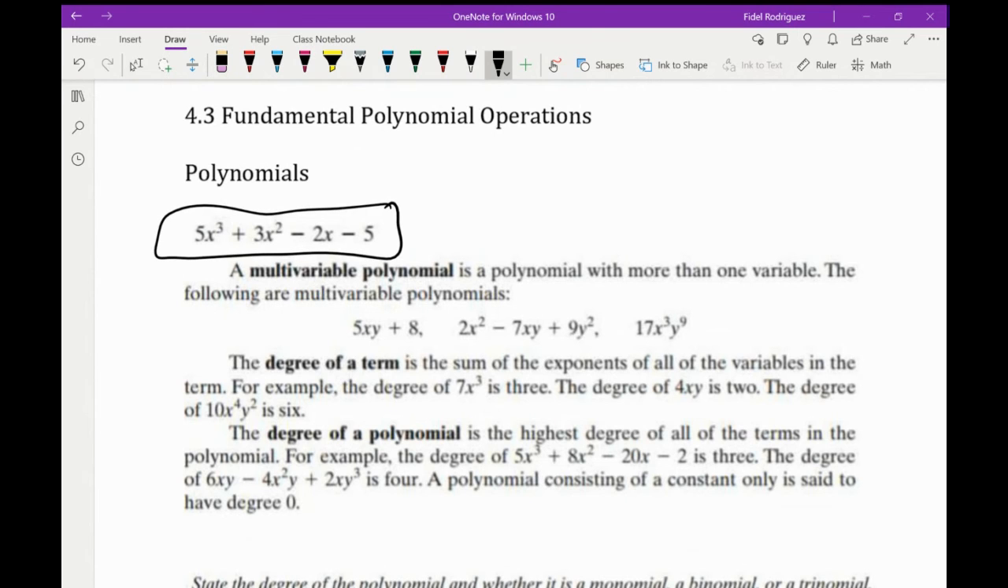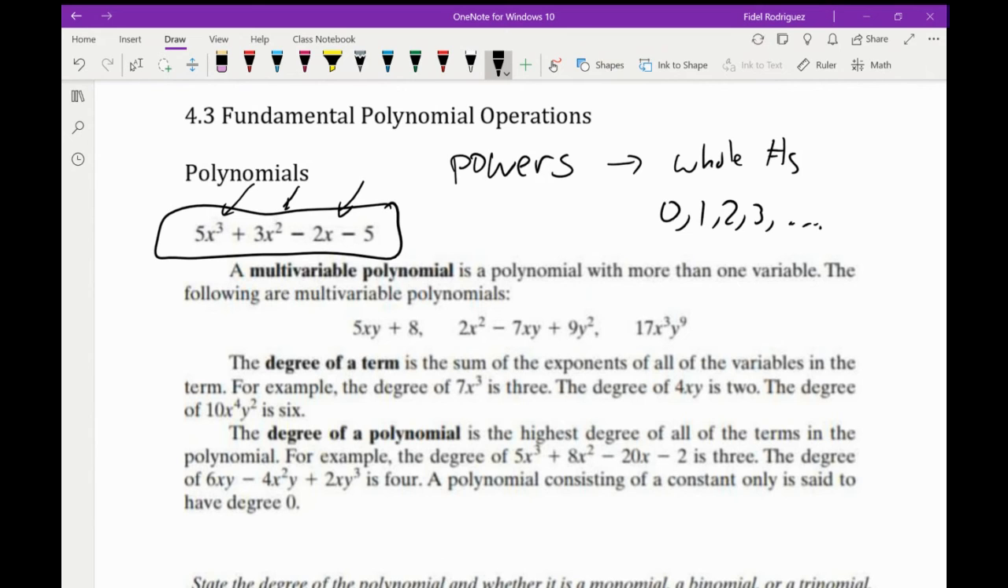Okay, polynomials, all the exponents, the powers here are all going to be whole numbers. So my powers, whole numbers like 0, 1, 2, 3, so on and so forth. So my exponents are not going to have fractions. They're not going to have negative numbers. Okay, they're all going to be 0, 1, 2, 3, 4, 5, so forth. A multivariable polynomial is a polynomial with more than one variable, and these are what we call multivariable polynomials.